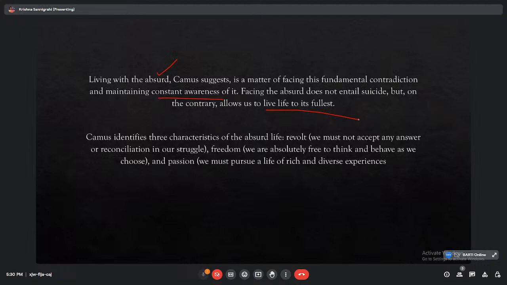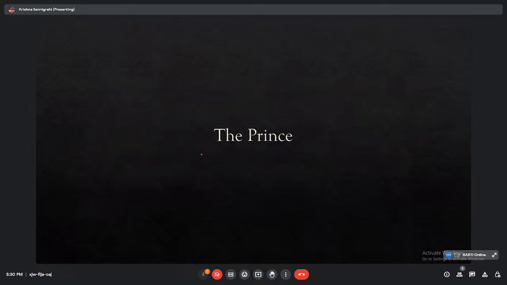Camus identifies three characteristics of the absurd life, which are revolt, freedom, and passion. So we must pursue a life of rich and diverse experiences.